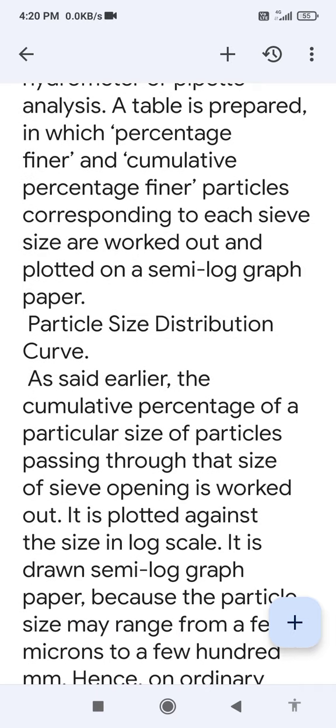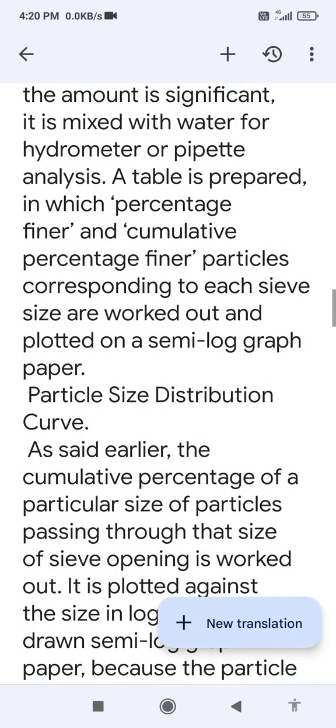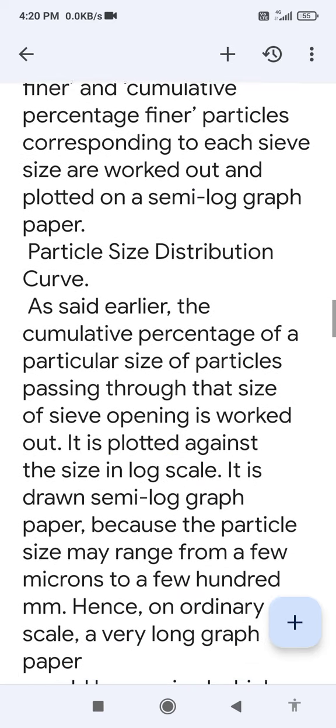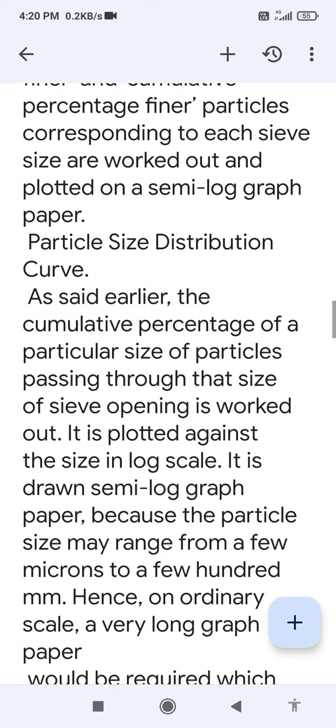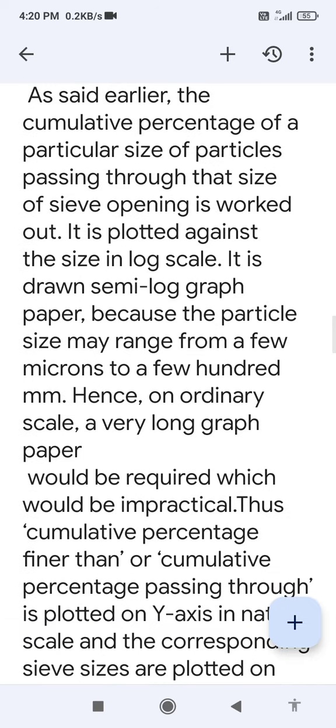A table is prepared, in which percentage finer and cumulative percentage finer particles corresponding to each sieve size are worked out and plotted on a semi-log graph paper. Particle size distribution curve. As said earlier, the cumulative percentage of a particular size of particles passing through that size of sieve opening is worked out. It is plotted against the size in log scale.